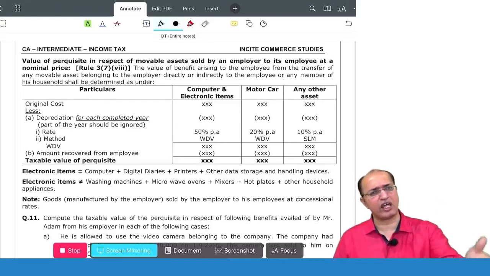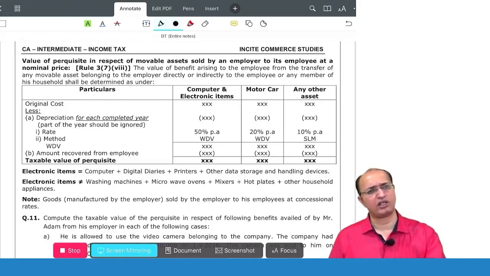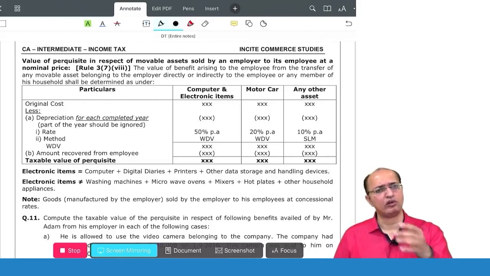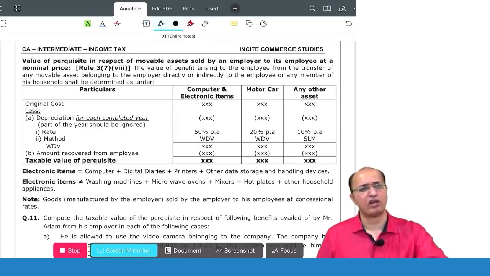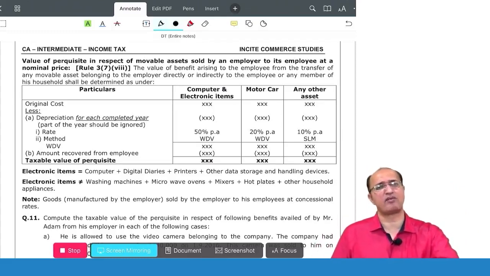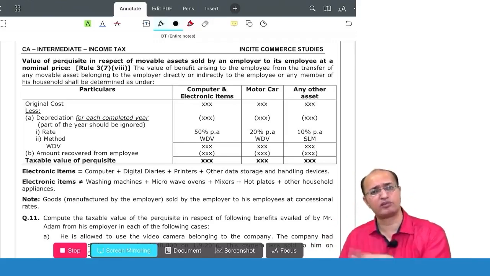They used it in their business for 3 years. After using that car for 3 years, they have sold this car to employee Mr. Manoj only at 8 lakh rupees. So we need to find out whether Manoj has got some advantage or not, whether Manoj has got some benefit or not. If he has got some benefit, that amount of benefit should be quantified and it should be added to income.